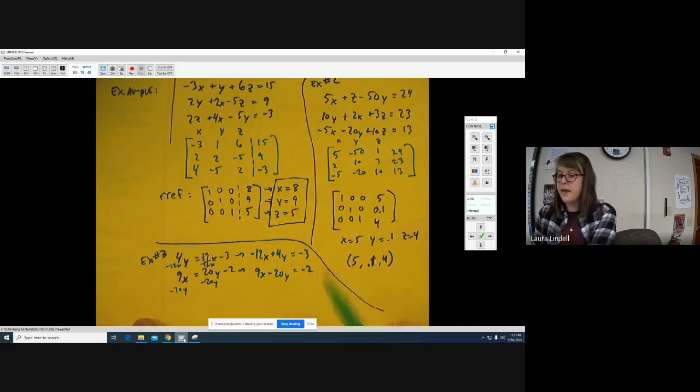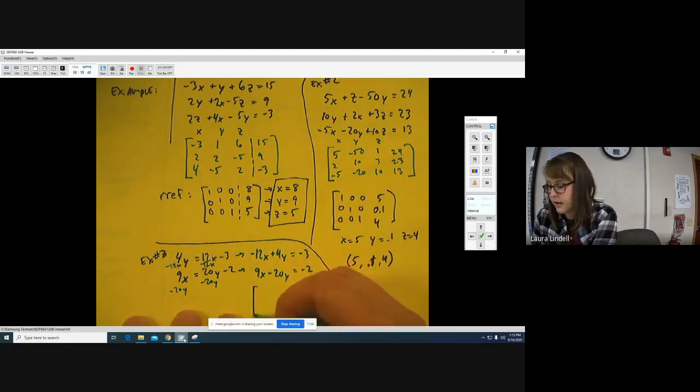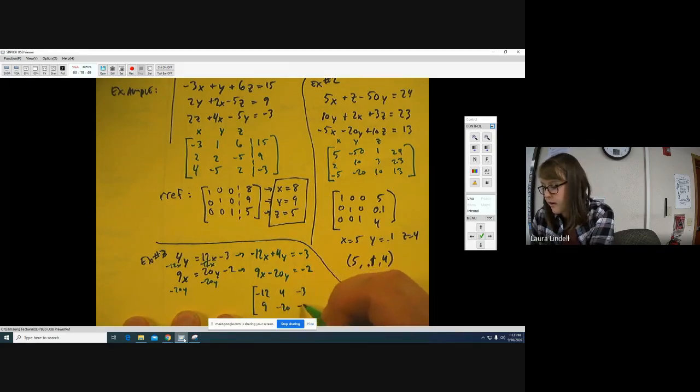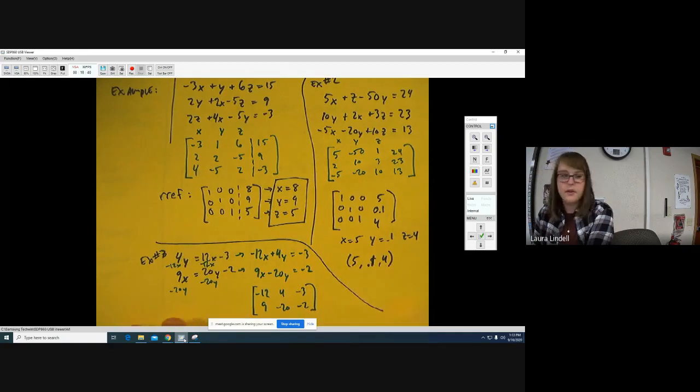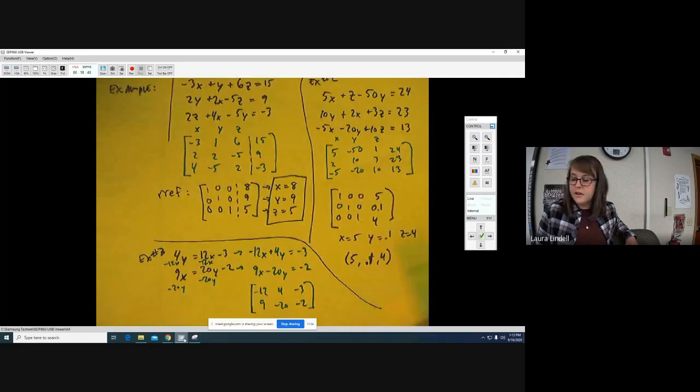Then it would be the same exact process as the other two that we just did, except you would only need a 2x3 matrix since it's a smaller one. So your augmented matrix would look like negative 12, 9, 4, negative 20, negative 3, negative 2. Okay, so that's also something that you might see. You just got to do a little bit of algebra before you do it.